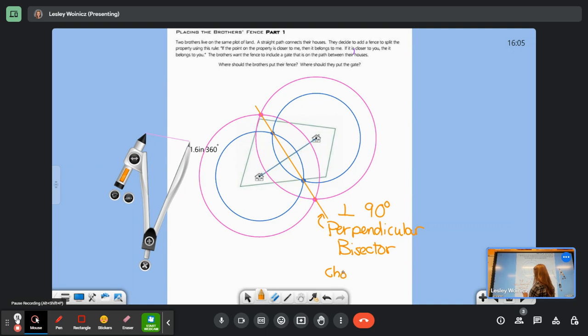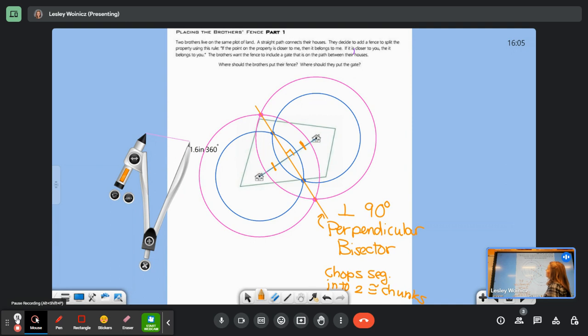Chops a segment into two congruent chunks. Okay, so it makes a right angle, and this length is equal to that length.